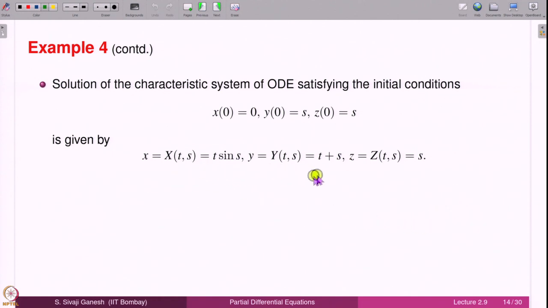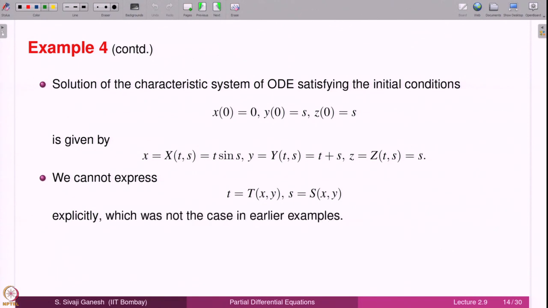Now, using the x and y equations, we have to get an expression for t and s. But I do not think it is possible because t sin s is there, and this is t plus s. So this is okay, nice, t plus s, but there is a sin here. So I cannot express it explicitly. Then I ask, is it possible for anybody to express at all, which means is the inverse function theorem applicable? We will check that. This was not the case so far. In all the earlier cases, we could solve. Maybe it is a bad function of x and y, it does not matter, but we could explicitly solve. Here explicitly we are not able to solve, fine.